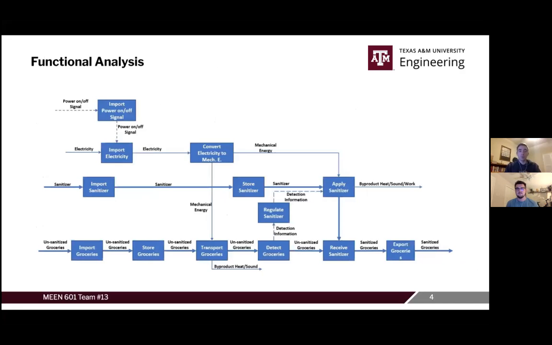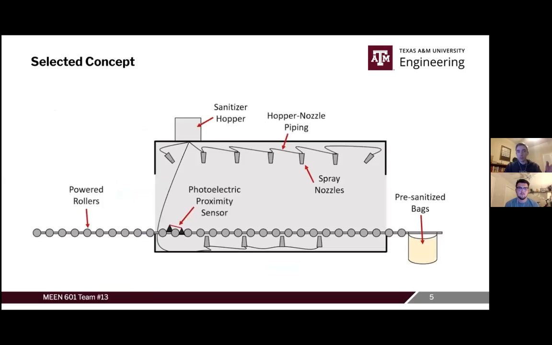From this phase, we moved into ideation and functional decomposition. For the functional analysis, we constructed a functional block diagram with all the various subfunctions that would be involved in the general process. The two main subfunctions here are applying the sanitization and transporting the groceries themselves. But all of the subfunctions were brought into the morphological matrix from which we selected specific concepts to create broader general concepts. Ultimately, we went with this concept.